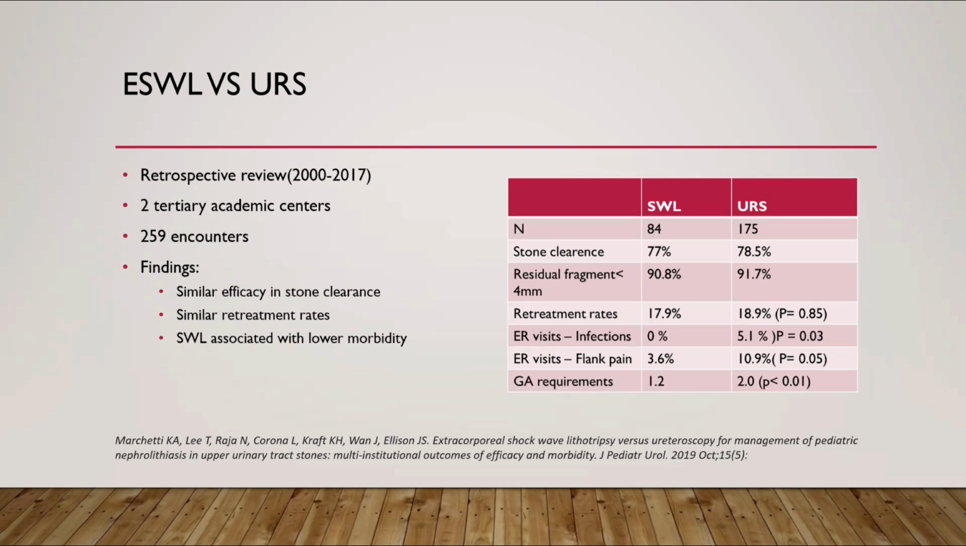A multi-institutional retrospective study compared the efficacy and morbidity of ESWL and ureteroscopy in managing pediatric nephrolithiasis in upper urinary tracts. This study analyzed 259 procedures performed between 2000 and 2017, comprising 84 ESWL and 175 URS treatments in children. And it was found that both procedures were similar in efficacy in stone clearance for upper urinary tract stones, including cases with residual fragments smaller than 4 mm. However, ESWL was associated with lower morbidity, evidenced by fewer postoperative infections, reduced flank pain, and decreased exposure to general anesthesia.